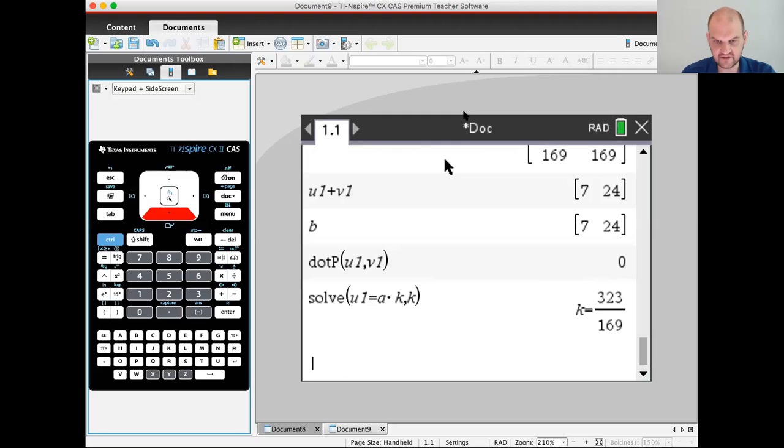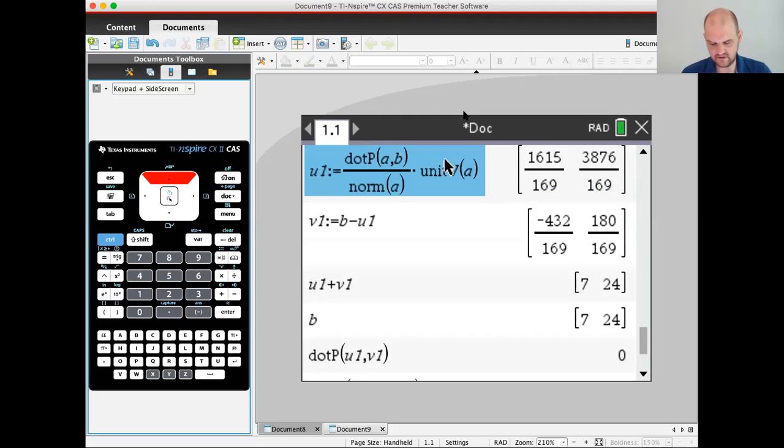Anyway, let's go back. Oh, I never wrote those down. Okay, so 1615 over 169, comma, 3876 over 169. And then the other one is negative 432 over 169, comma 180 over 169.